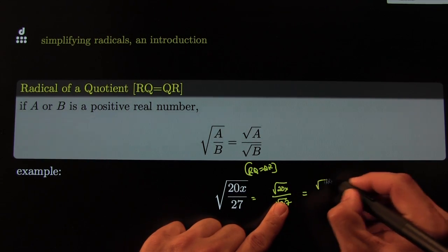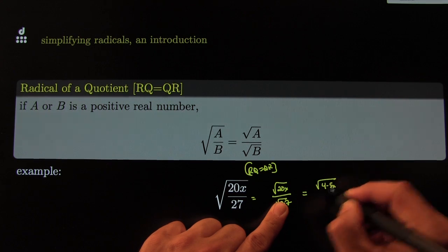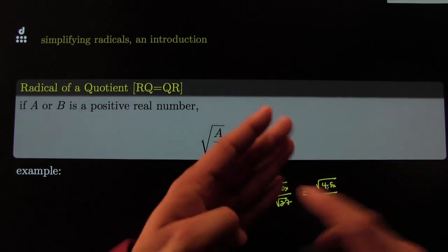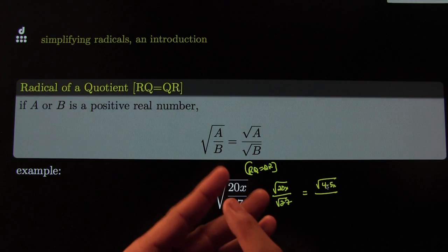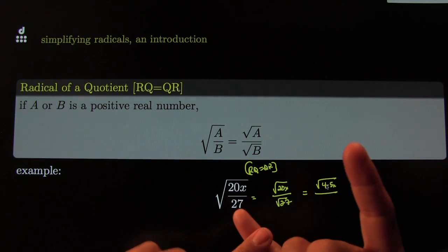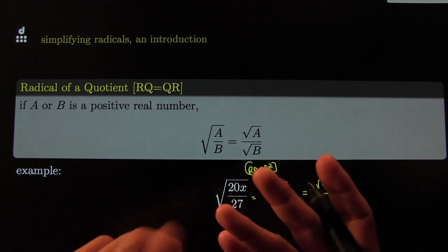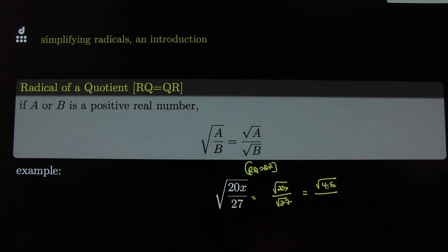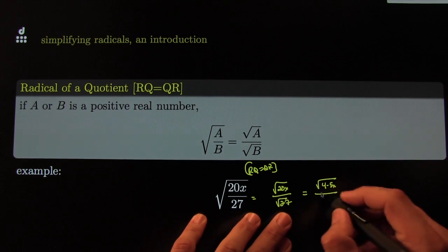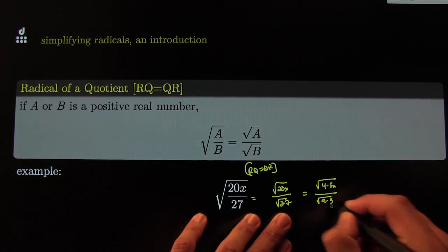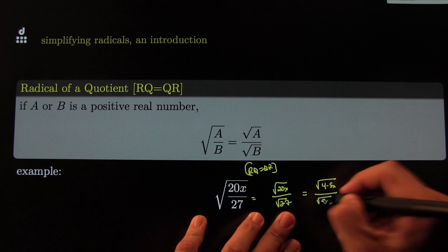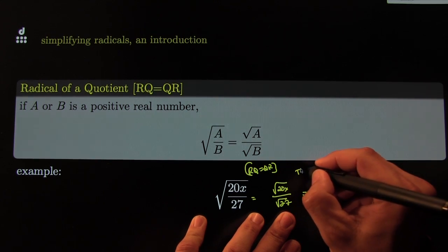Here I can break it up as the square root of 4 times 5x. I love 4s. I love 4s and 9s and 16s and 25s and 36s and 49s. And what's after 49? 64s and 81s, because they're all perfect squares. Here I love 9s, the square root of 9 times 3, because that's a perfect square. And this is just times table.